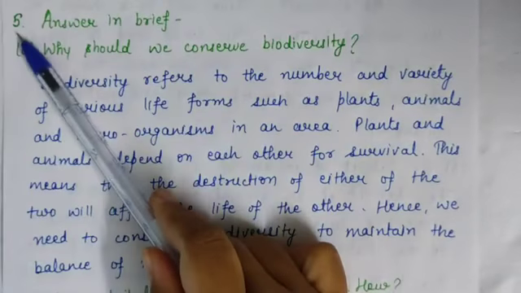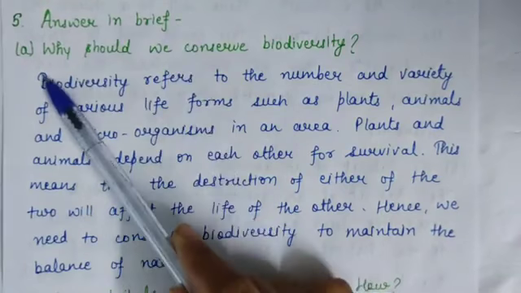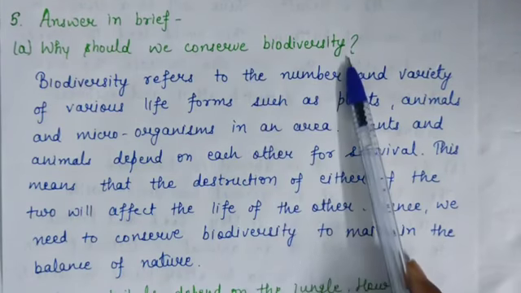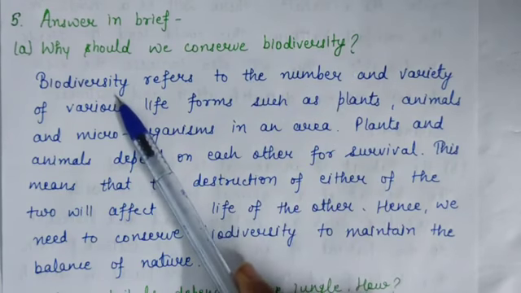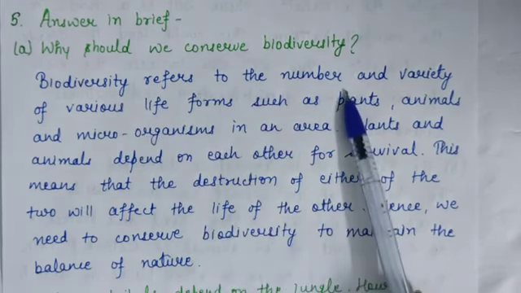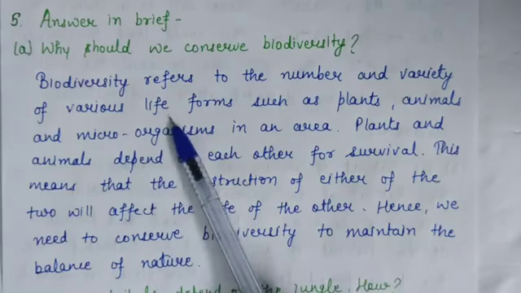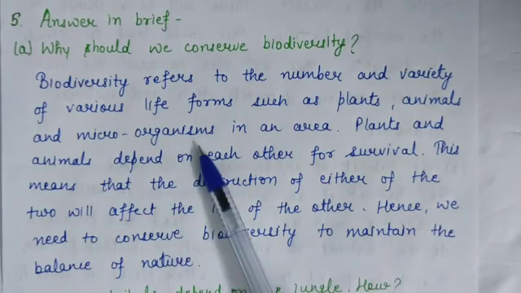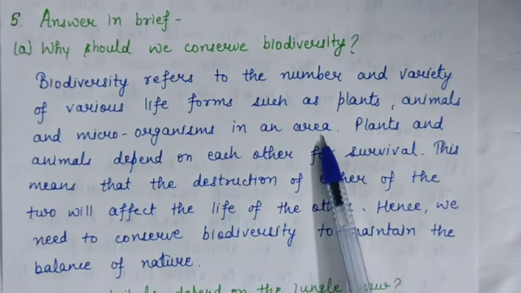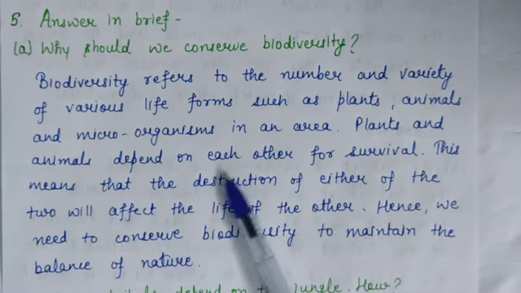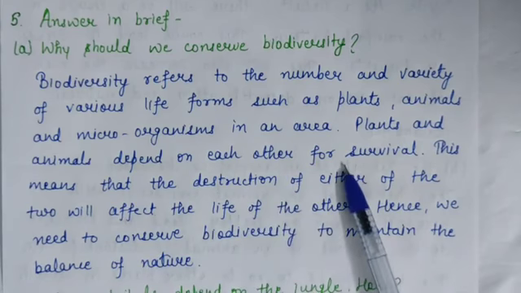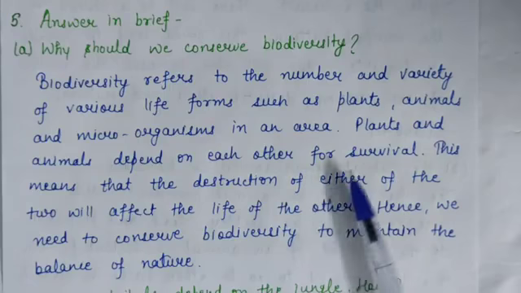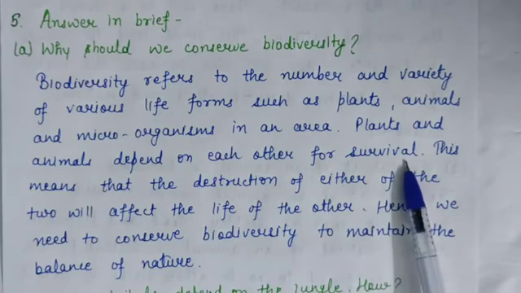Now question number 5 is, answer in brief. A part is, why should we conserve biodiversity? Answer is, biodiversity refers to the number and variety of various life forms such as plants, animals and microorganisms in an area. Plants and animals depend on each other for survival. Means every organism depends on each other for their survival.